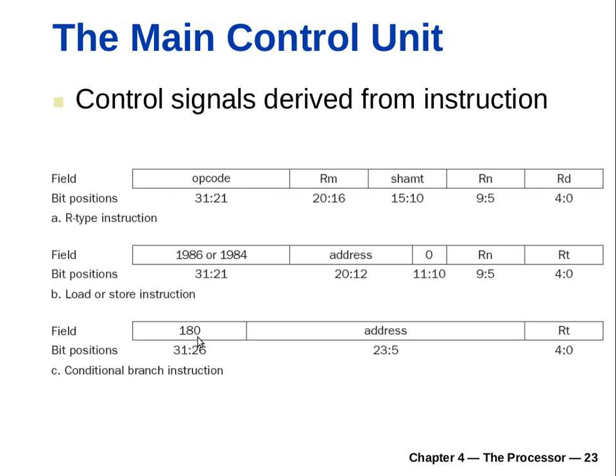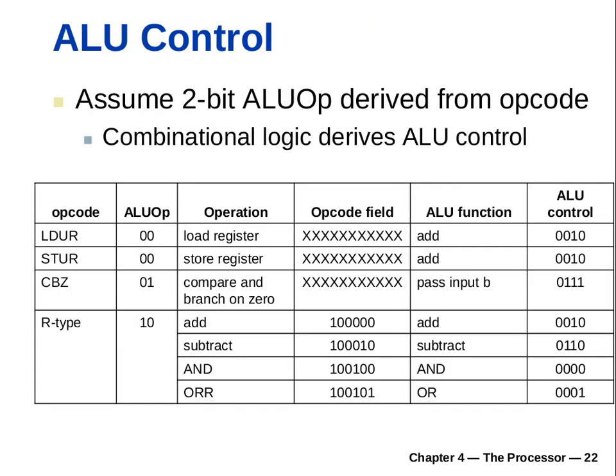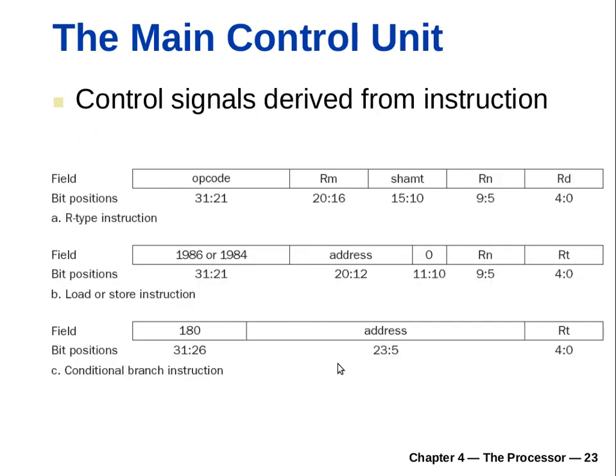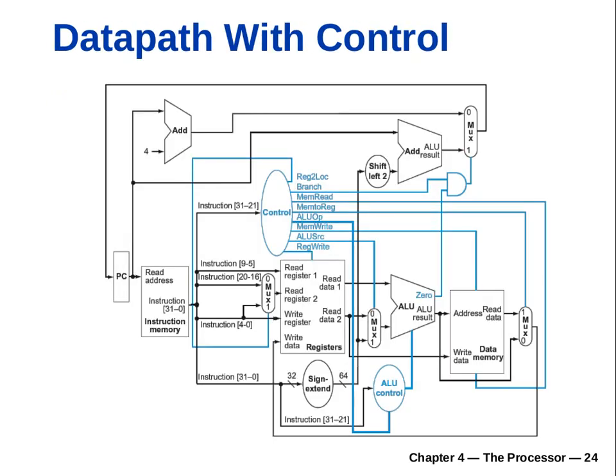And then this will be the value of the, kumbaga fixed na to, right? For the conditional branch instruction, fixed na 180, right? Ang value for the load and store, load 1986, store 1984. At ito, magbabago yan, okay? Depende dito. Okay, you get the idea? And this will now be the final output.